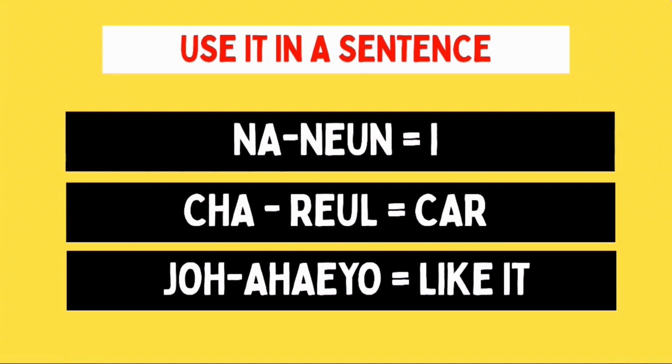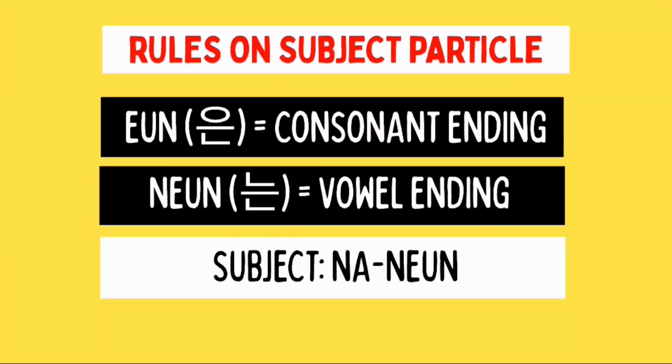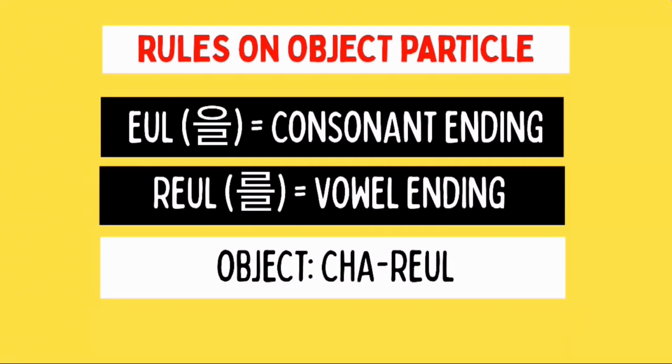First of all, na or I is the subject and nun is just a subject particle. Again, the rule on the subject particle is that if the subject has a consonant ending, we will add un. But if the subject has a vowel ending, we will add nun. And since our subject is na and it has a vowel ending, we'll be adding nun, so nanun. The next part of the sentence is 차를. Cha is an object and rul is just an object particle. Since our object is cha and it has a vowel ending, we'll be adding rul. So, it's cha rul.